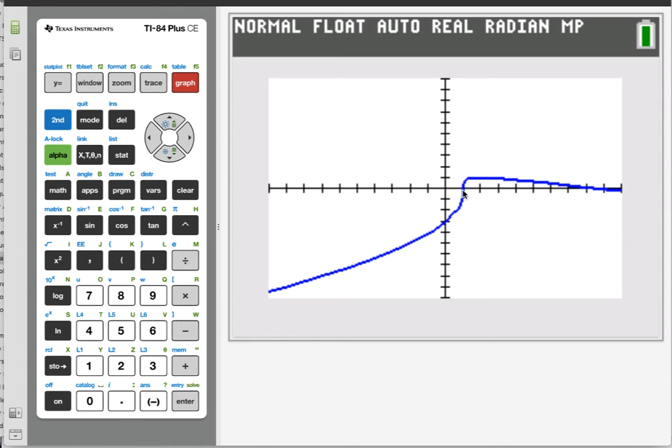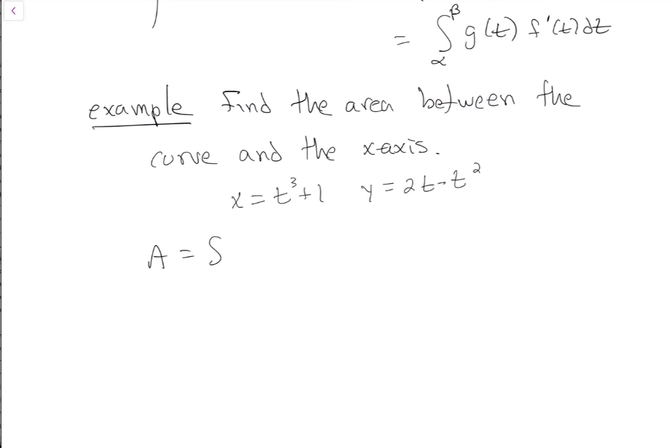So we need to find that x value for that first x-intercept, and we need to find that x value for that second intercept, and then we're going to integrate under our function. Area, again, being the integral of y dx, and we're going to plug into each of those. We're going to substitute, right? So my y is 2t minus t squared, and then the dx, derivative of the x equation, is 3t squared dt.